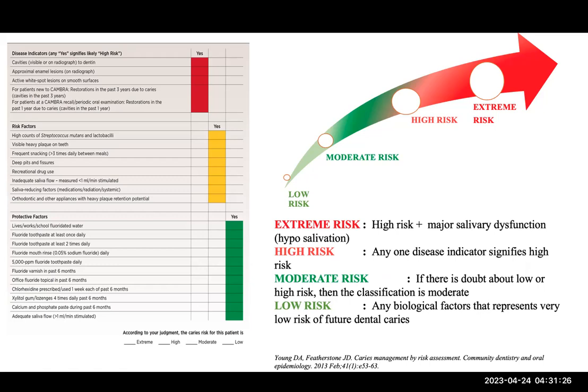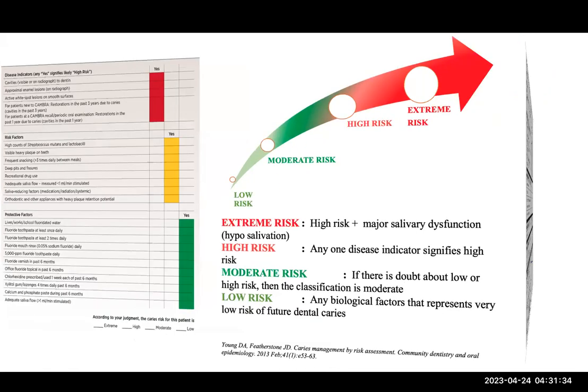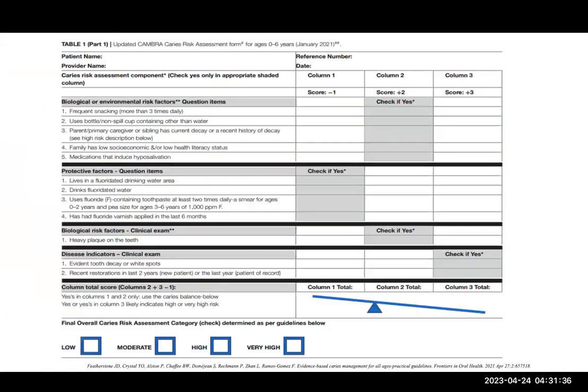And again, the risk has been categorized into 4 categories here: extreme risk, high risk, moderate risk, and low risk. The chart of the Cambra looks like this, a typical chart with the caries balance, and you see at the bottom that there are 4 different categories which define the caries.